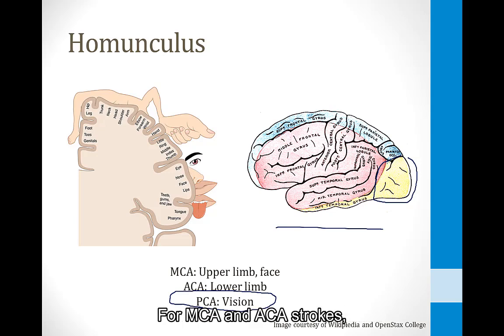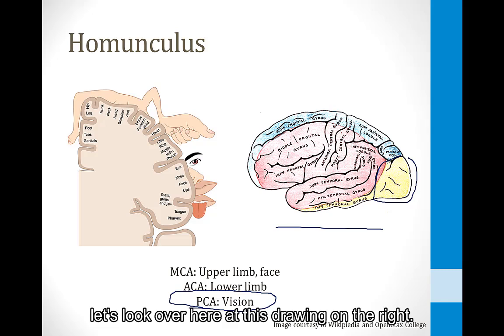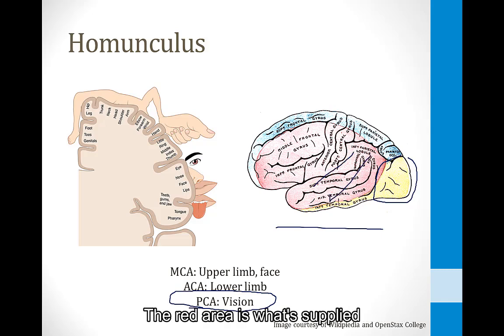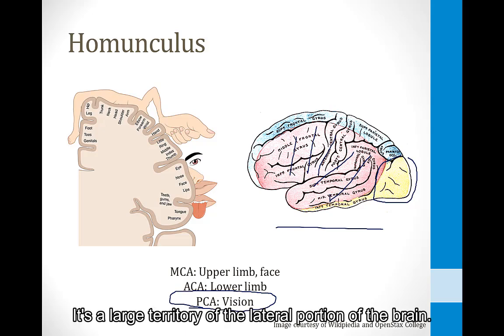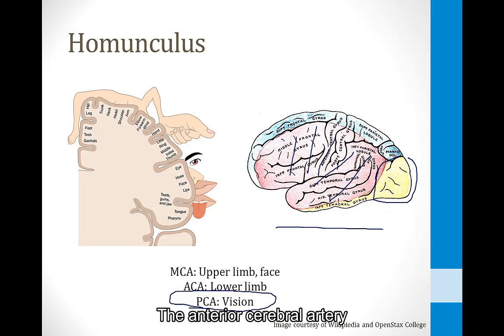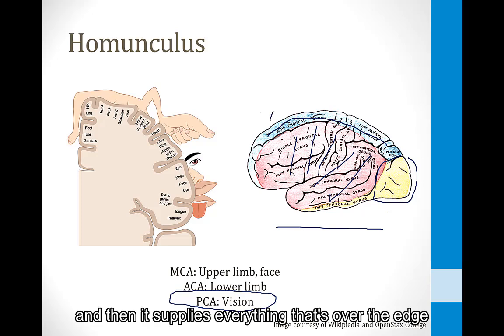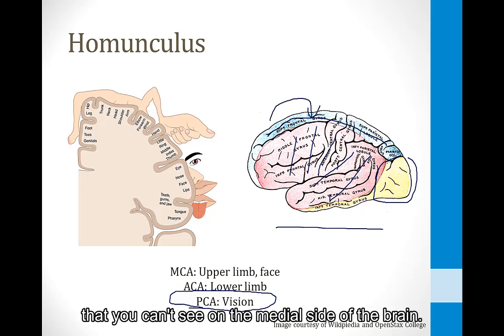For MCA and ACA strokes, let's look over here at this drawing on the right. The red area is what's supplied by the middle cerebral artery. It's a large territory of the lateral portion of the brain. The anterior cerebral artery supplies this thin strip at the top, and then it supplies everything that's over the edge that you can't see on the medial side of the brain.